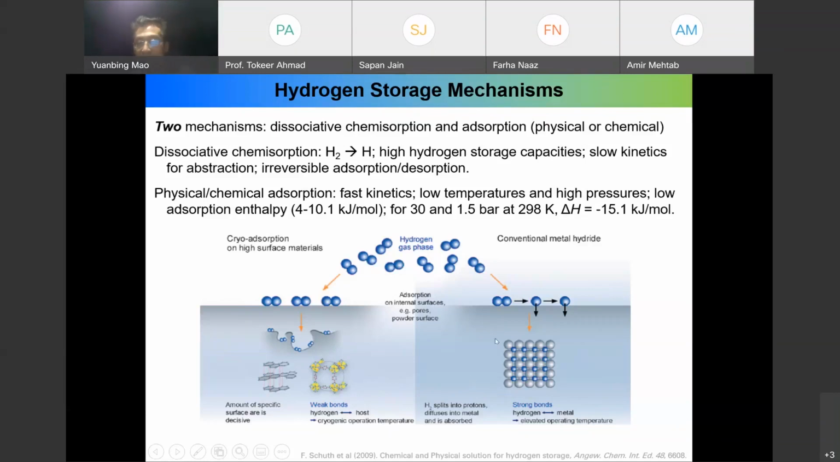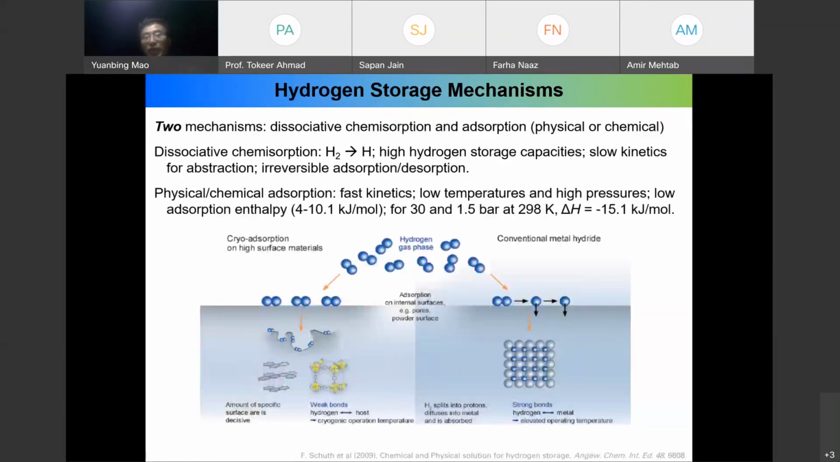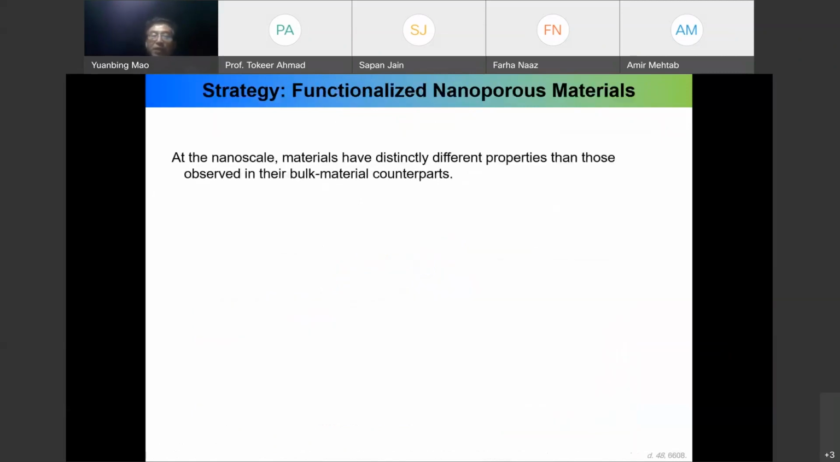Okay, and then on this side, this generally uses metal hydrides, so hydrogen actually forms bonds with the adsorbent. Okay, so there are strong bonds formed. In between, it could have adsorption on the internal surfaces, for example the pores or the powder surfaces. So those are all the processes. And then, how do we get a higher surface area or smaller pores? That's what we are going to talk about.